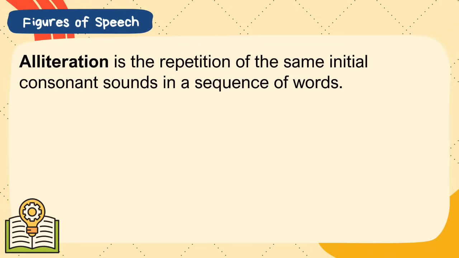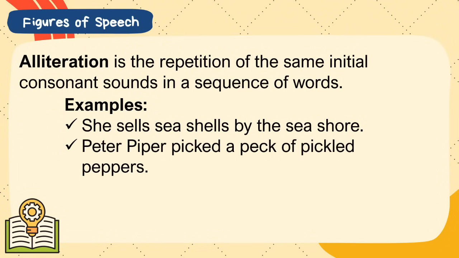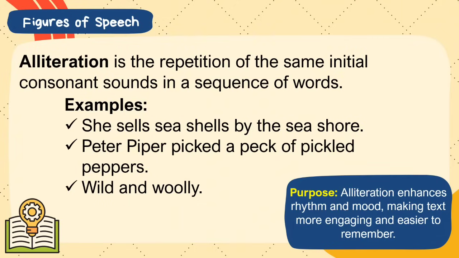And yes, we have alliteration. Alliteration is the repetition of the same initial consonant sounds in a sequence of words. Say, for example, she sells seashells by the seashore. Peter Piper picked a peck of pickled peppers. Wild and woolly. What's the purpose? Alliteration enhances rhythm and mood, making text more engaging and easier to remember.